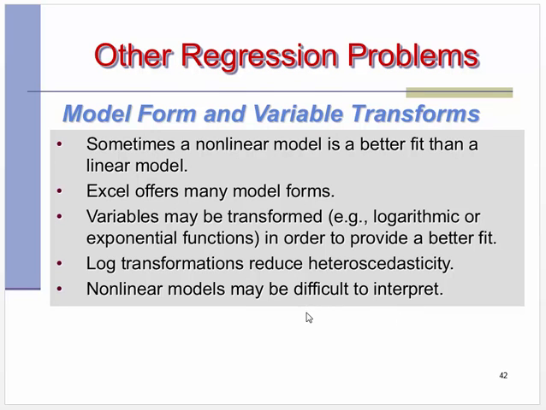Model form and variable transforms. Sometimes a nonlinear model is a better fit than the linear model. It happens. Excel offers many model forms. Variables may be transformed using logarithm or exponential functions in order to provide a better fit. Log transformations reduce heteroscedasticity. Nonlinear models may be difficult to interpret. But these are, again, all beyond the scope of this class. This is just for your knowledge only.